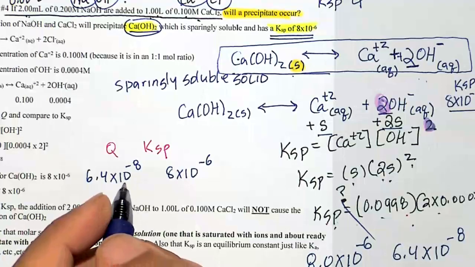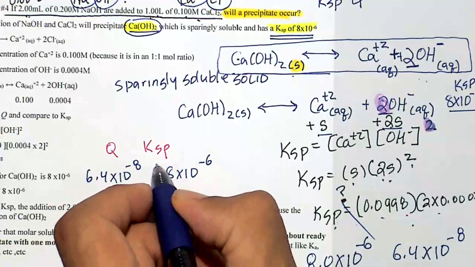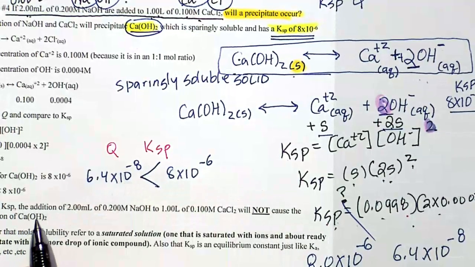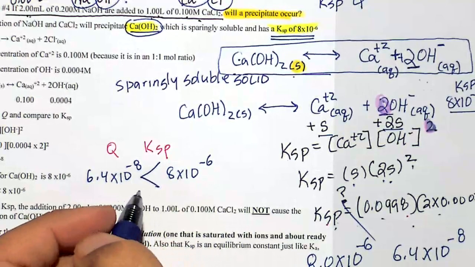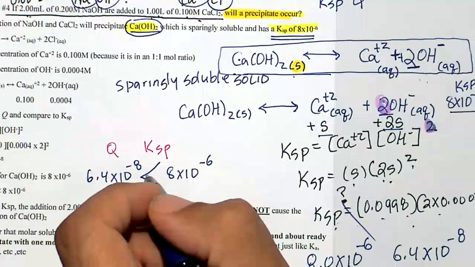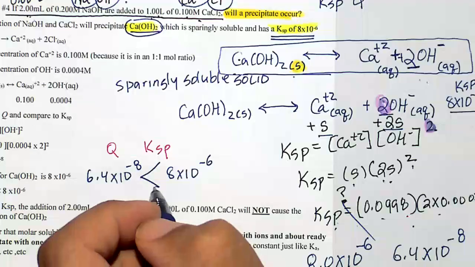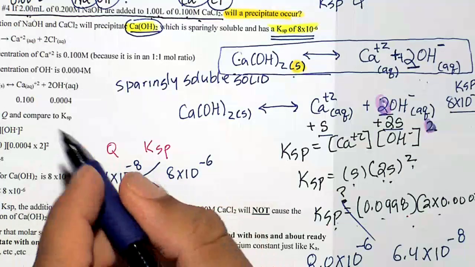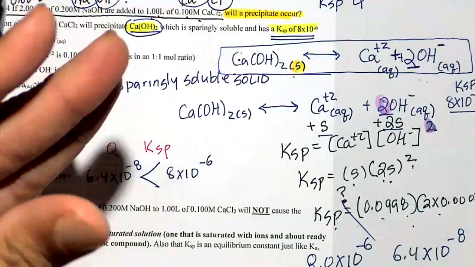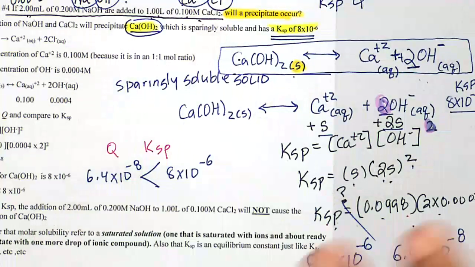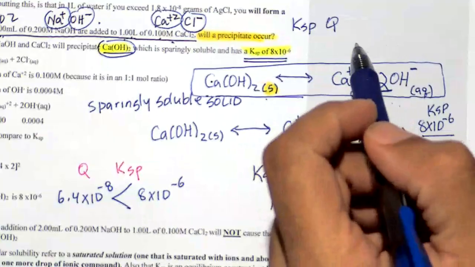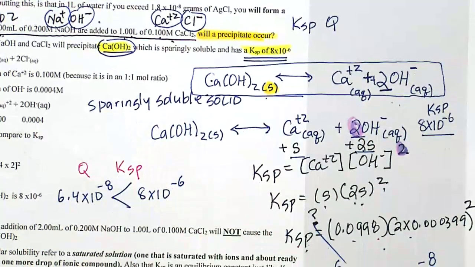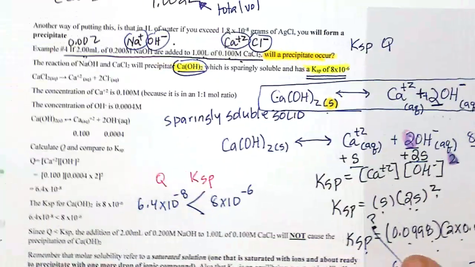So which is bigger, Q or KSP? KSP is bigger. It's bigger 100-fold, 100 times bigger. 10 to the minus 6 is bigger than 10 to the minus 8. It's actually 100 times bigger. And where do the alligator jaws point? The right. So will this precipitate? The answer is no.